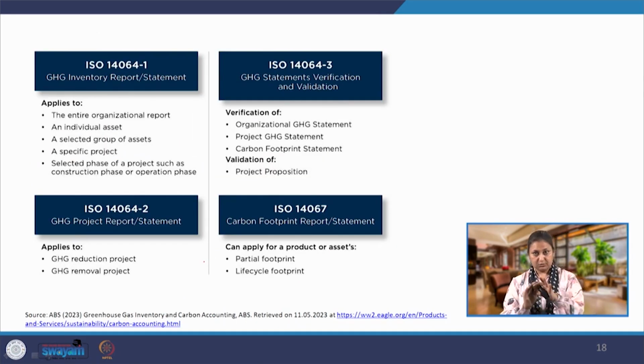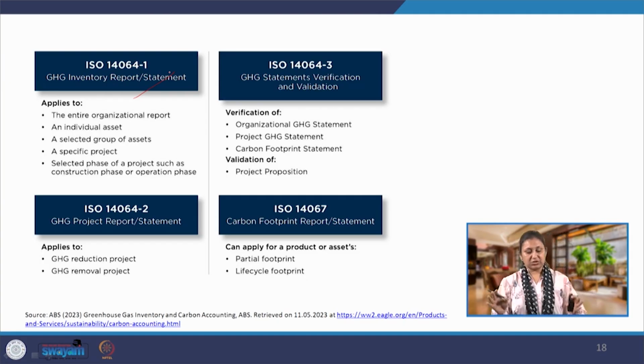So, this is quickly going through what it applies to. 14064 part 1 will apply to the entire organizational report. It will help in identifying the assets, individual assets or selected groups, specific projects, and here we will identify what all inventories will be required to measure and monitor. The 14064 part 2 will be applied to the reduction projects or the removal projects. So, we are actually measuring the numbers there, and part 3 is for verification and validation, as we have seen.